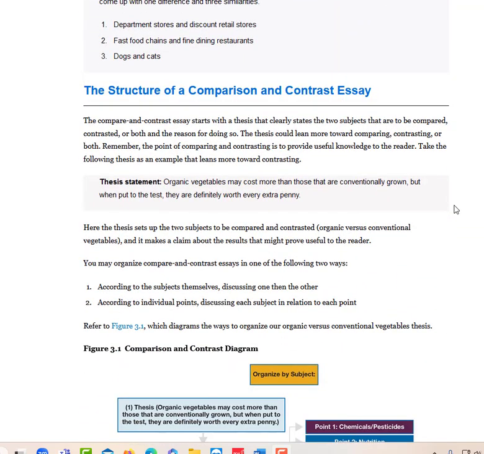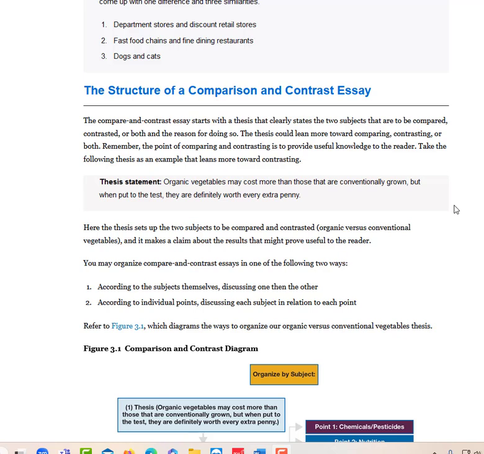The compare and contrast essay starts with a thesis that clearly states the two subjects that are to be compared or contrasted, or both, and the reasons for doing so. The thesis could lean more toward comparing, contrasting, or both. Remember, the point of comparing and contrasting is to provide useful knowledge to the reader. Take the following thesis as an example that leans more towards contrasting.